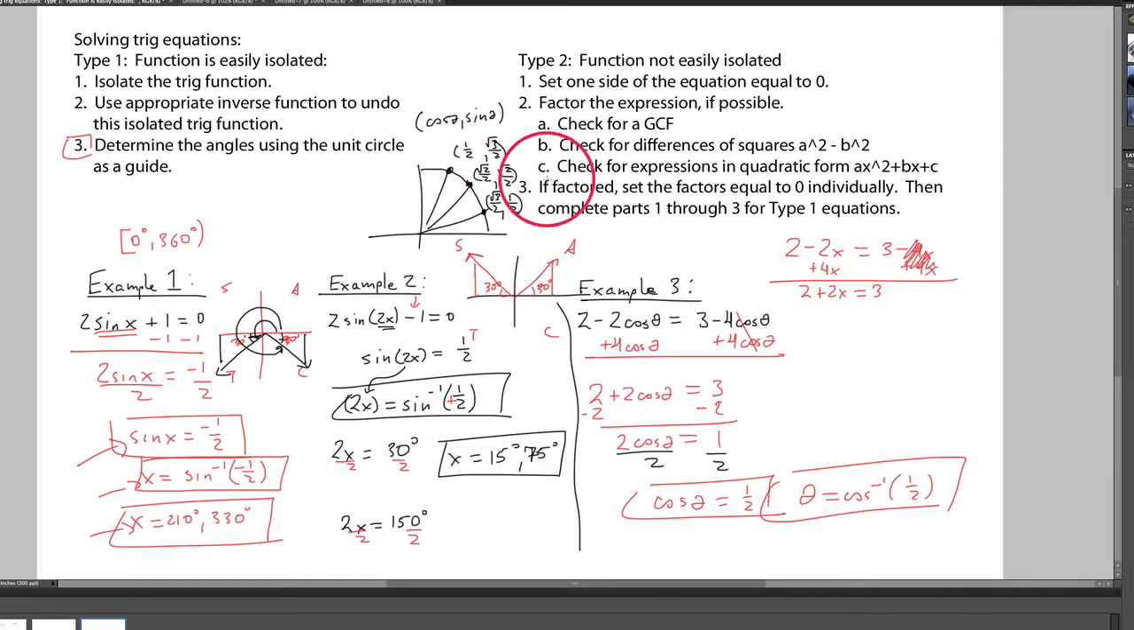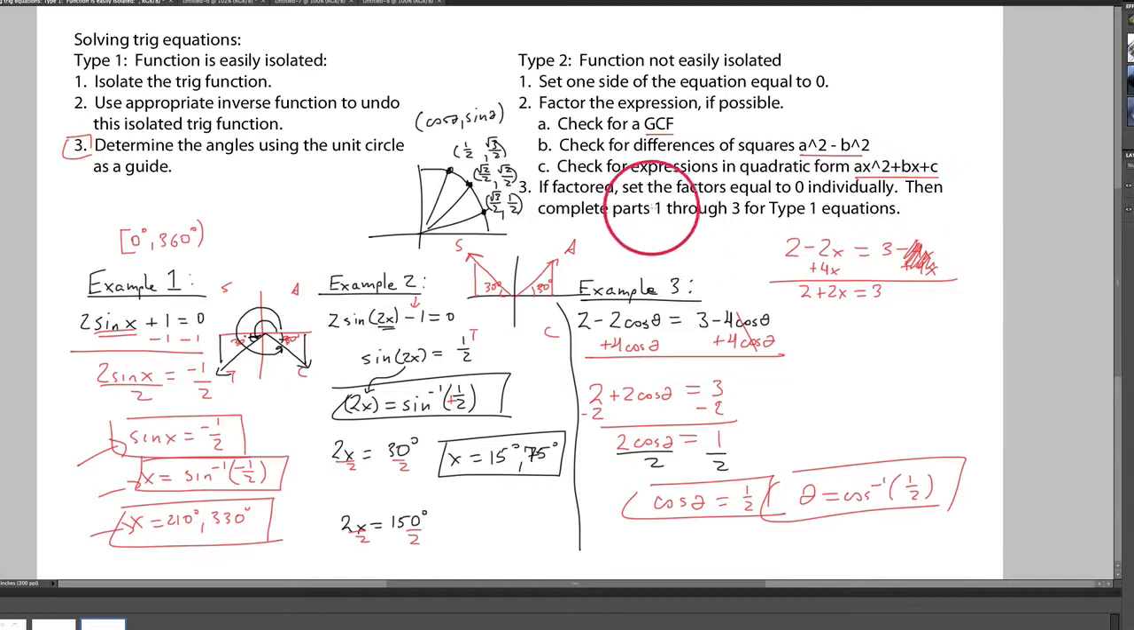Now, for the remaining functions that we look at here, we're going to look at functions that are not easily isolated. But basically, if they're not easily isolated, then what our method is going to be is to set it equal to 0 and factor the expression if possible. And that is to say, when we factor, we usually check for a GCF, but we also look for things like differences of squares that we can factor into conjugate pairs, or anything that we would consider to be in some sort of quadratic form, ax squared plus bx plus c form. But if it is factorable, then we're going to set these factors equal to 0 individually.